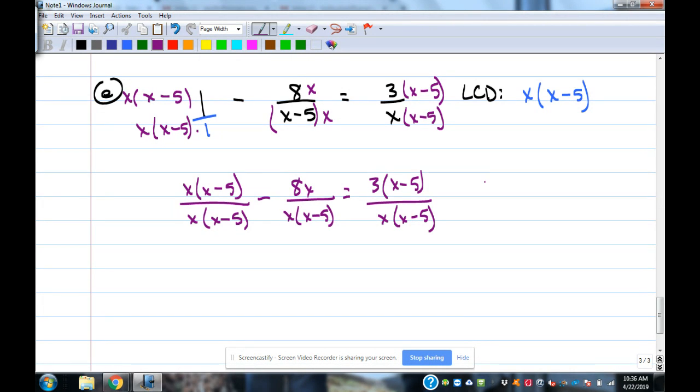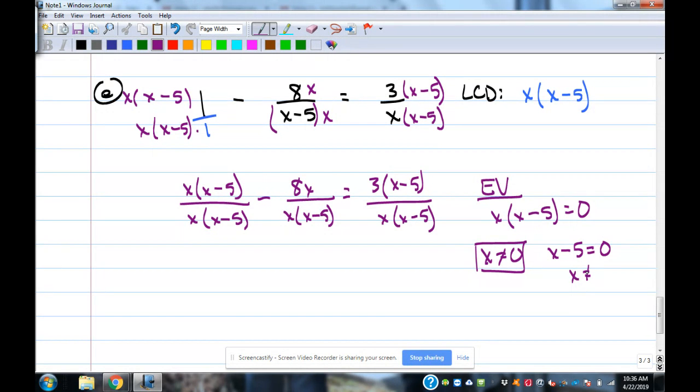I've got the common denominator done. I can find my excluded values. Set the least common denominator equal to 0, and set each factor equal to 0. So x can't be 0. x cannot be 5.